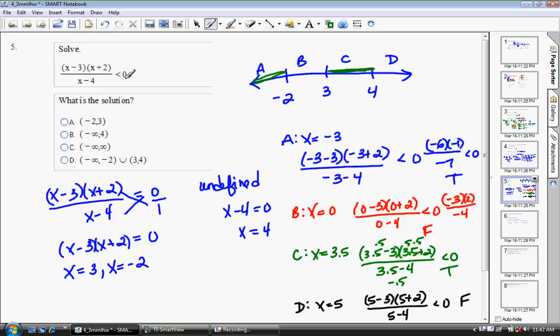Now what about the endpoints? Well, here this is strictly less than 0, which means we can't include where it's equal to 0, and we never can include where it's undefined. So here we're actually going to have all parentheses. So our solution would be D.